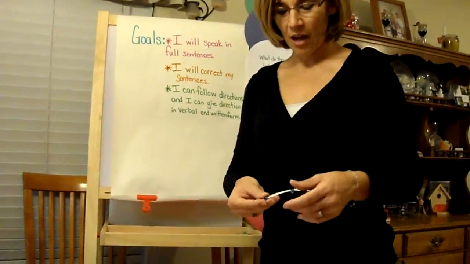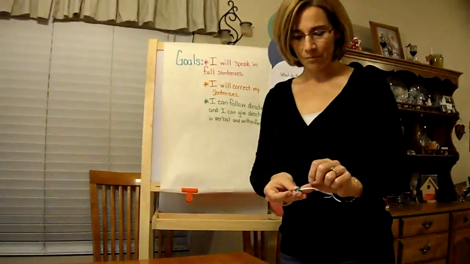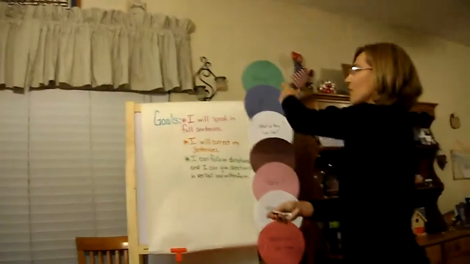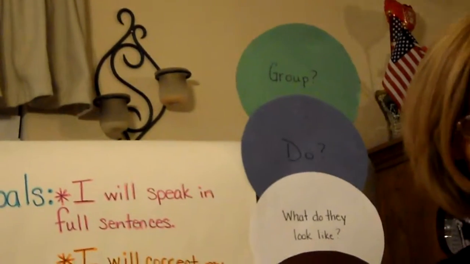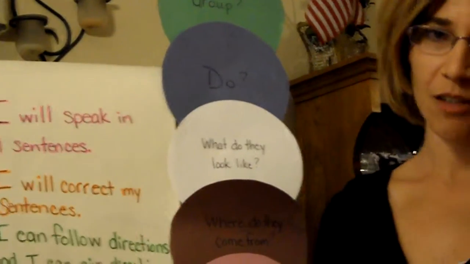So if they were to have dog, they would say, what is the group? It's an animal. For the blue, what does it do? A dog would bark.